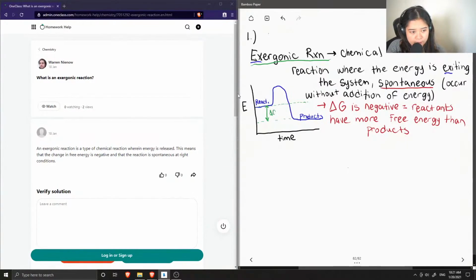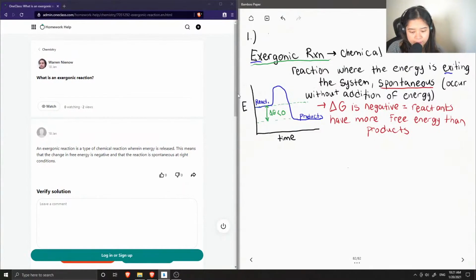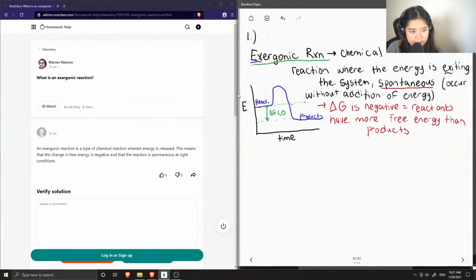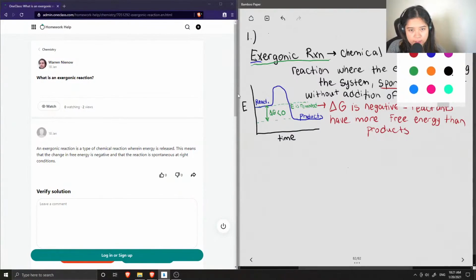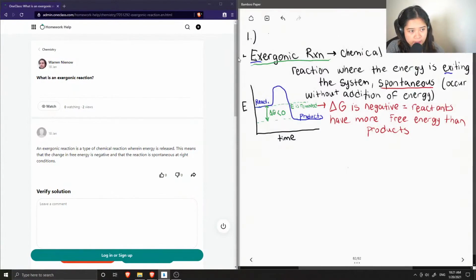Delta G is less than 0. So that means that it is negative. And we can also say that energy was removed. So you can see our reactants are at a much higher energy than our products. And this is the characteristics of an exergonic reaction.